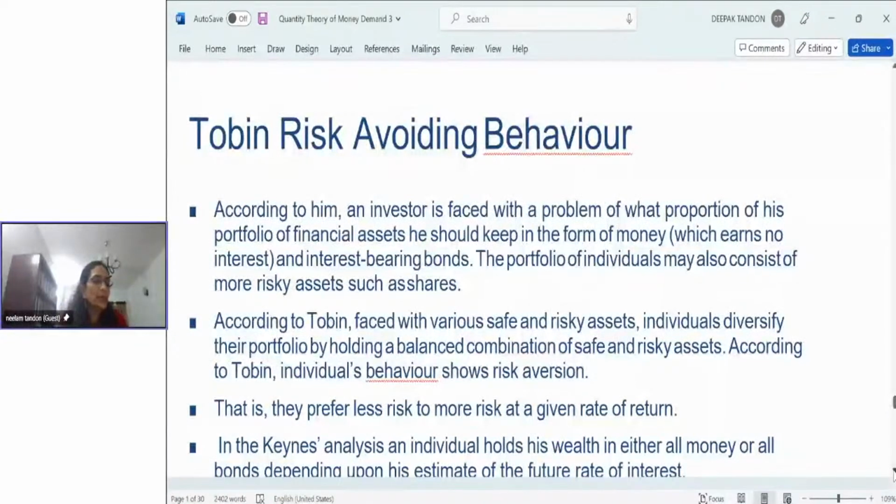So Tobin said that an individual's behavior towards risk aversion decides how much they want to keep as safe money and how much they want to invest in risky assets. Any asset you name has some component of risk, and that is why you derive returns through that. To what extent people are ready to take risk depends on individual behavior and risk appetite. More risk averse people prefer less risk at a given rate of return.